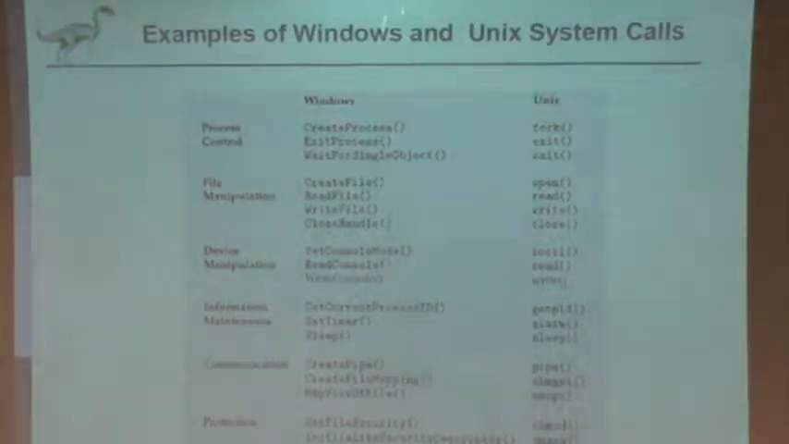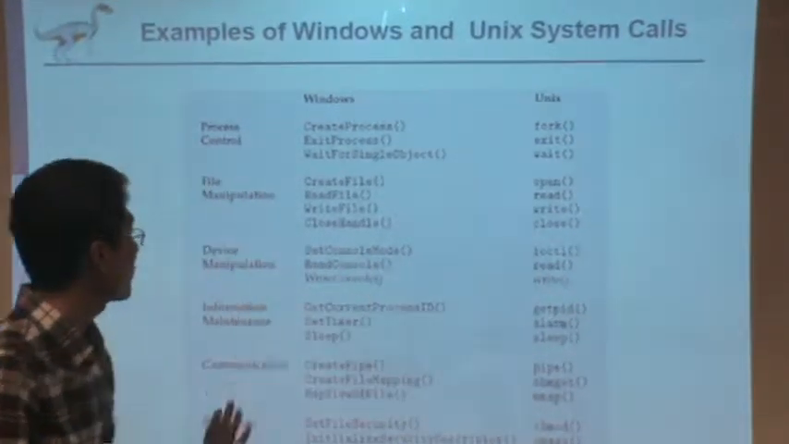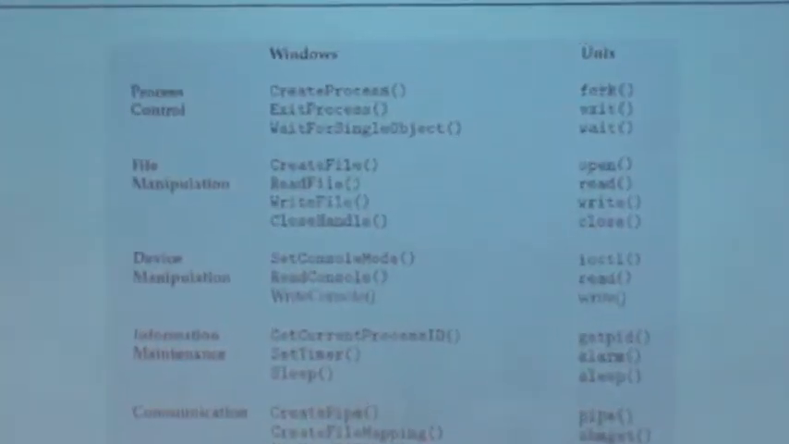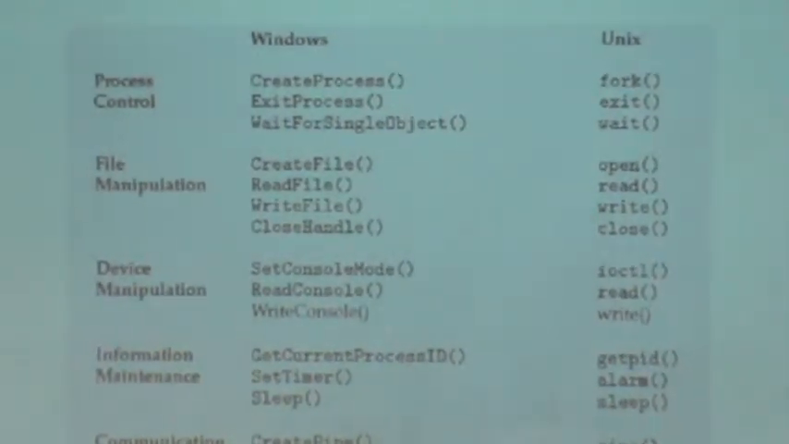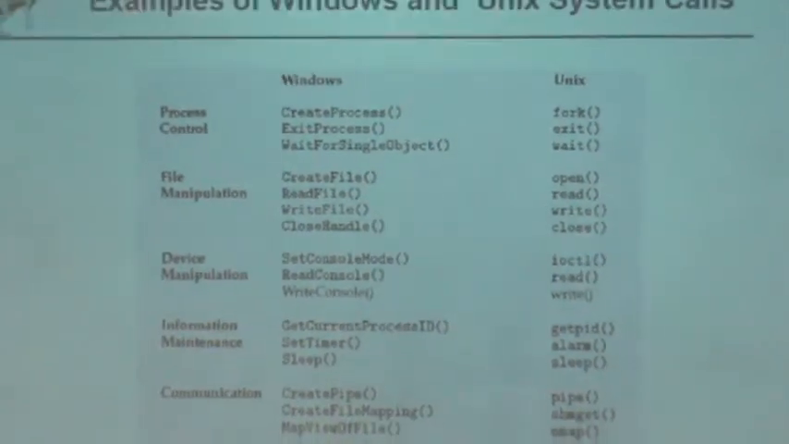Okay. This is an incomplete list of such system calls from both Unix and Windows. You can see a comparison, but Windows also provides such an API, the system calls.